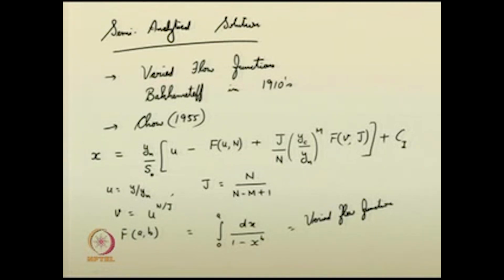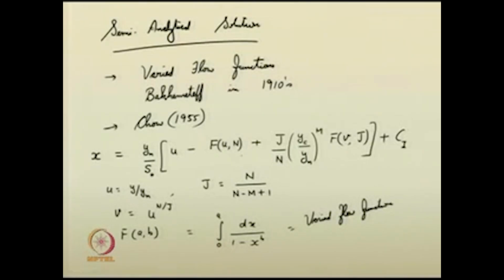So, you can use these semi-analytical forms. The tabular values of these varied flow functions are available in the literature, especially if you go through Ven Te Chow's book on open channel hydraulics, you will get varied flow functions for different parameters. You can directly substitute them. So, this is a semi-analytical approach. One can use the semi-analytical approach also for solving the gradually varied flow problem.